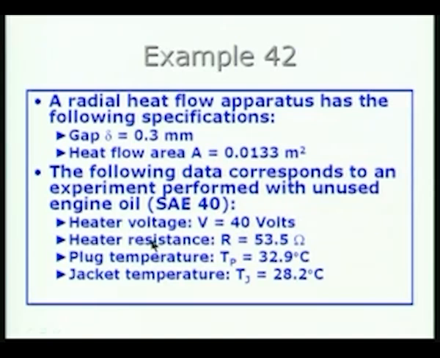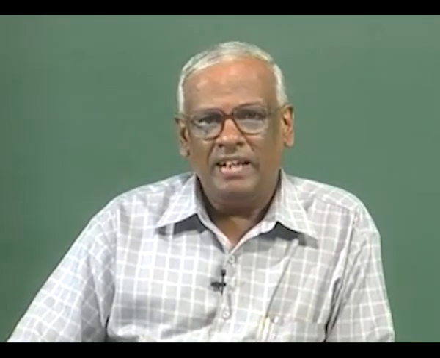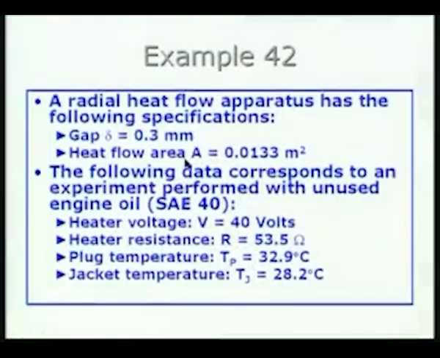So, the example number 42 is considering the data taken from a radial flow apparatus, and the gap between the inner cylindrical plug which is heated and the outer annular cylinder, across which the heat is going to be transferred through a sample which is kept in that gap, has a thickness of 0.3 millimeters, a very narrow gap between the inner and the outer cylinders. The heat flow area has been measured by measuring the diameter of the plug and the length accurately, and it is given as 0.0133 square meters.